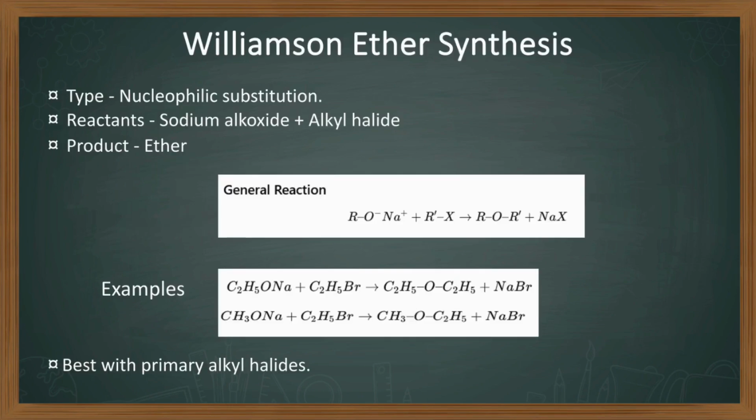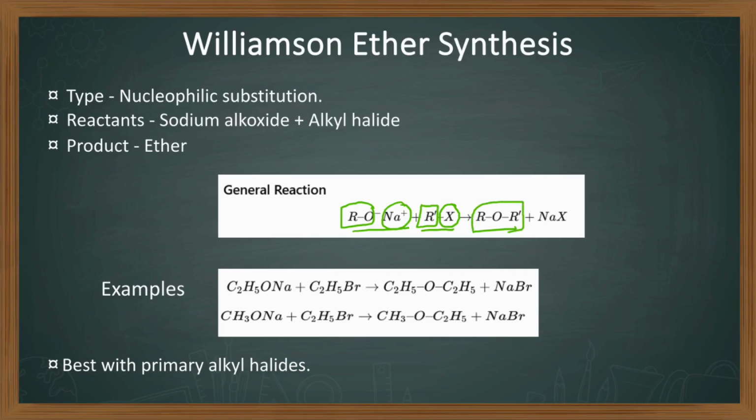The first reaction is Williamson ether synthesis. It's a nucleophilic substitution reaction. Here, sodium alkoxide reacts with alkyl halide to produce ether. You remove Na+ and X-, and you just combine this and this. So you get ether as the final product.